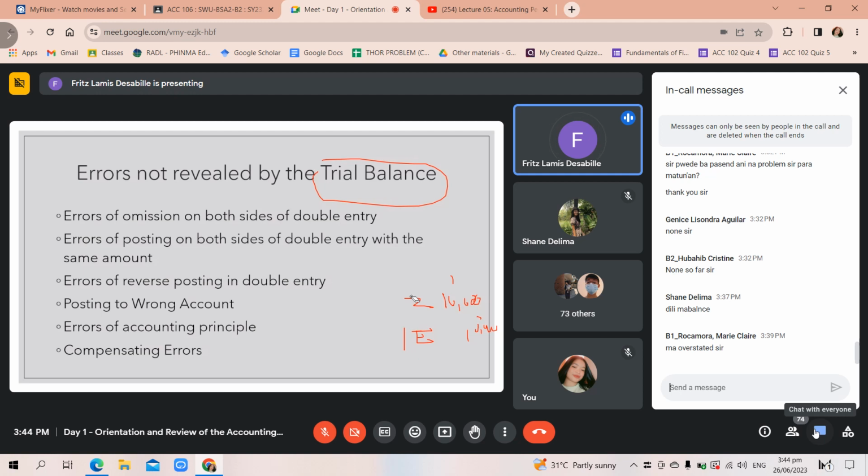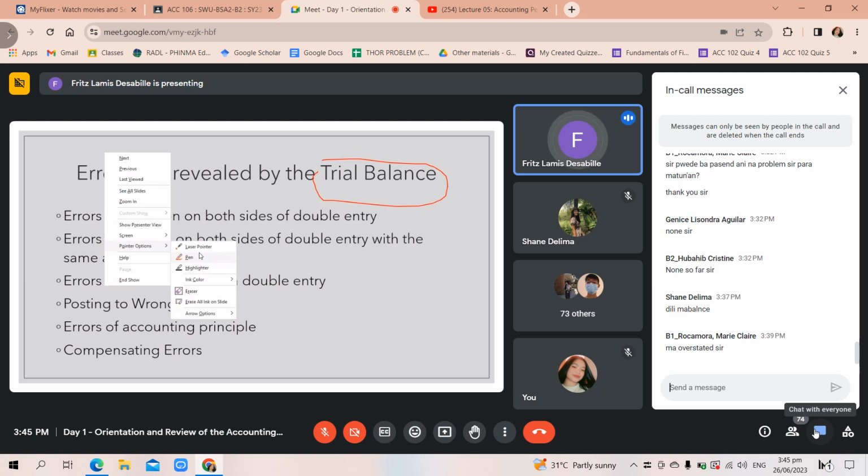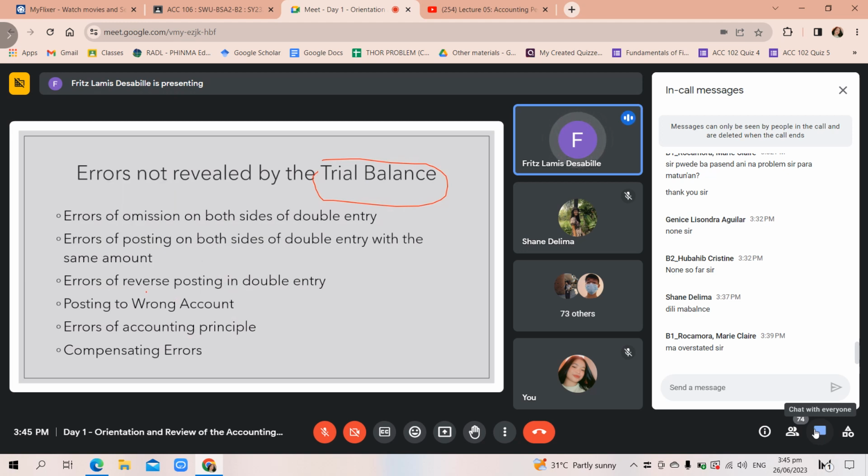So this is an example of an error which cannot be detected by the trial balance. Number 3, errors of reverse posting in the double entry. So example, you have collected an accounts receivable. Naka-collect ka og accounts receivable. Ang should be entry kung maka-collect ka, dawat ka og cash, example 10,000, credit ka og AR. Mao na siya should be. However, na-reverse nimo ang post. Imong gi-entry instead nga debit ka og cash, credit AR 10,000, ang gihimo nimo, mag-debit ka og AR, credit ka og cash 10,000.